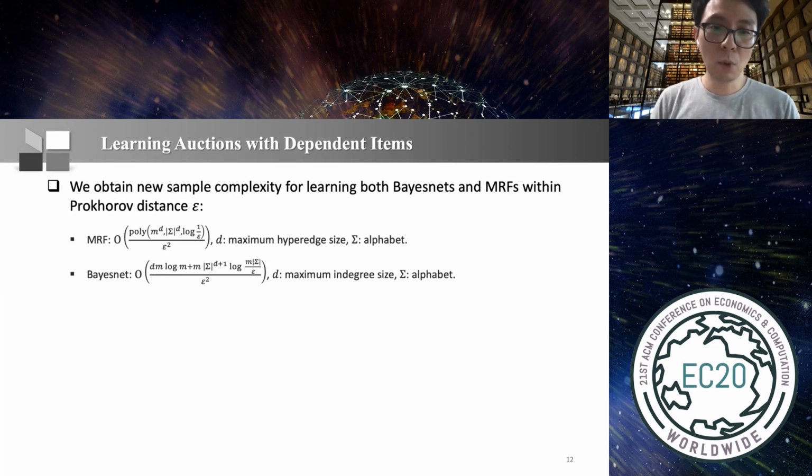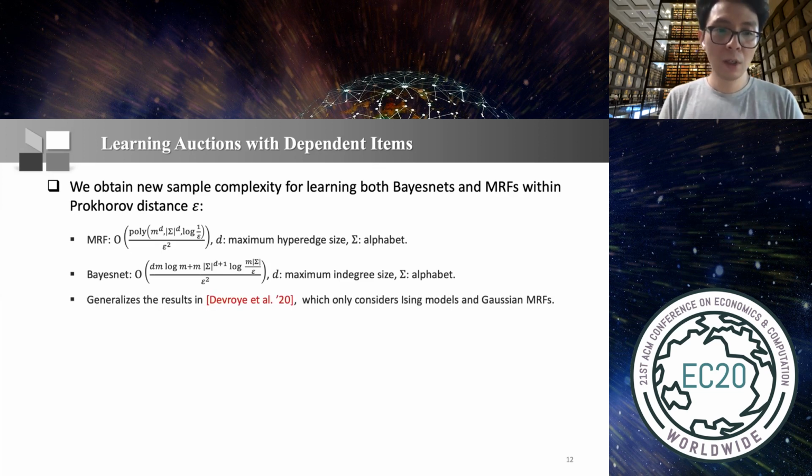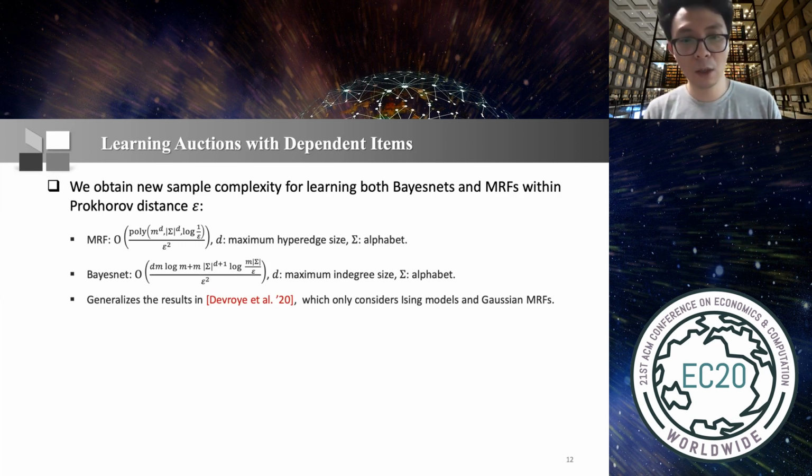And we obtain new sample complexity for learning both Bayesian networks and MRFs within Prokhorov distance epsilon. I don't want you to look at these polynomials too carefully, but what I want to point out is our bounds, the sample complexity, have polynomial dependence on all the parameters of the model, except the degree of dependency. For that, we have exponential dependence, but that's unavoidable. Also, our result generalizes a recent result by De et al. that only considers special cases of MRFs.